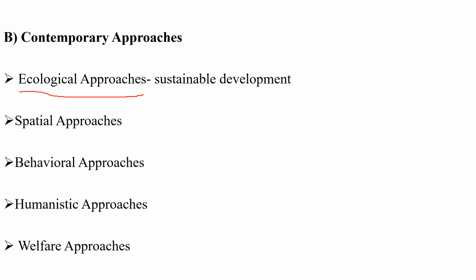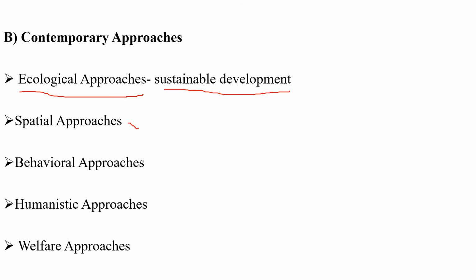So how to retain such resources for the next generation is most important. That's why sustainable development is the most important concept used in the ecological approach. Each and everything, how to conserve it and how to pass it towards our next generation, is the most important thing and is part of our ecological approach.